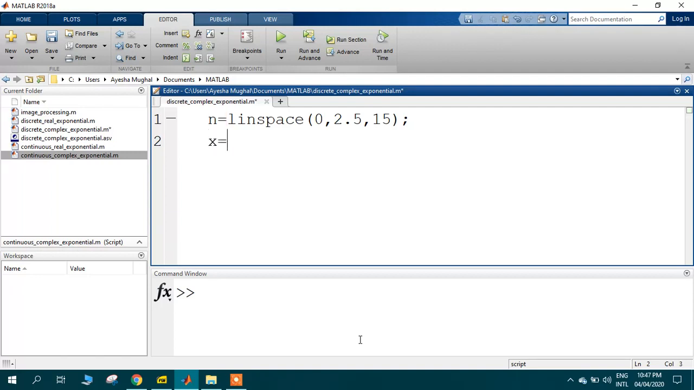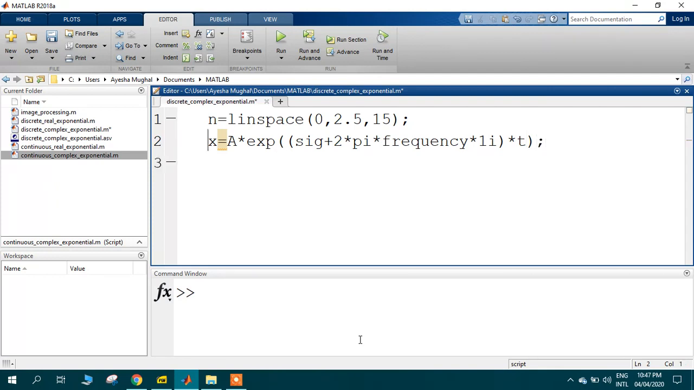The next thing is to define the function, which is amplitude times exponential to the power of sigma plus j omega, where omega is the imaginary part. In place of omega we are going to use, as we know, omega equals 2 pi f, where f is frequency. As we know this is the imaginary part, and to represent it in Matlab we use i, and it's convenient to use 1 with it, and this whole thing is multiplied with t.